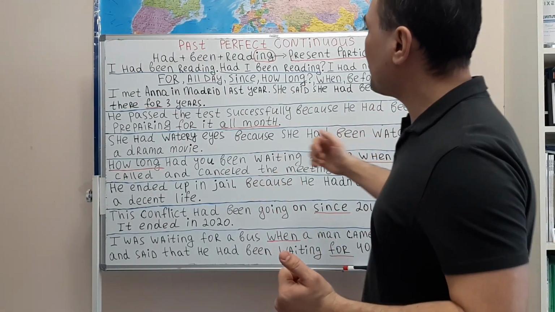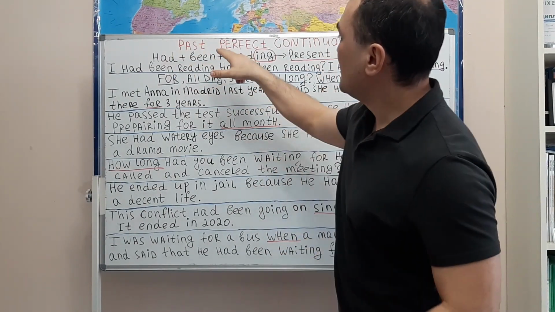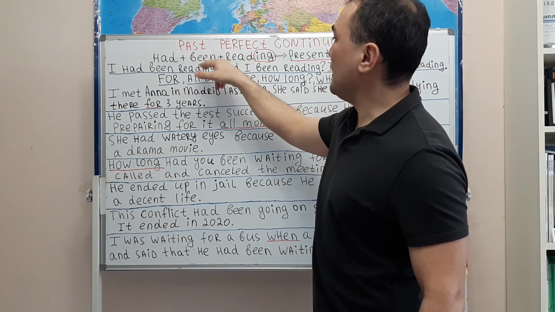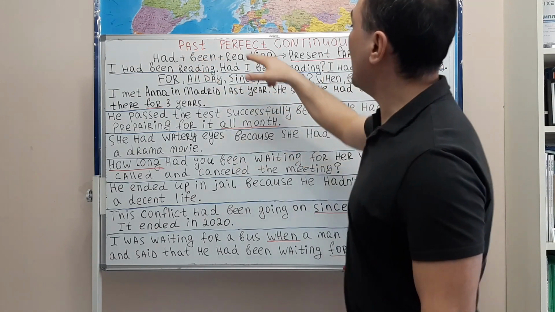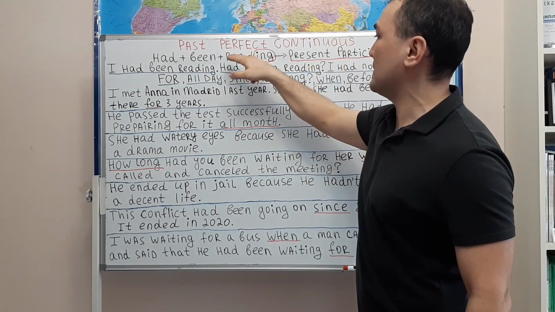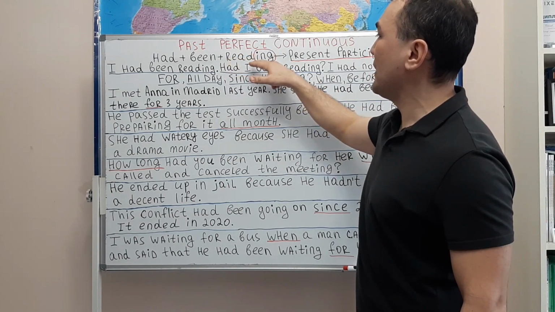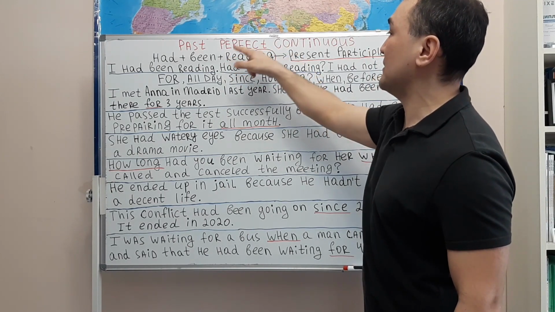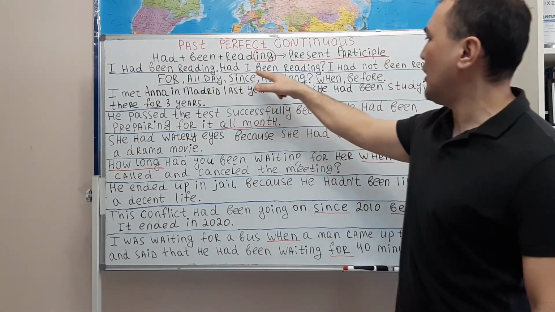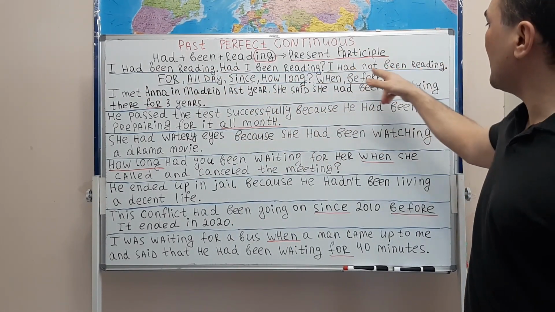Past perfect continuous. Auxiliary verb had, and then been, the third form of the verb, okay? Be, was, been: had been, plus reading. What is reading? It's a present participle. What is a present participle? It's a basic verb and an ing in the end. Okay, reading. That's a present participle. All right. I had been reading. Affirmative. Had I been reading? Question. I had not been reading.